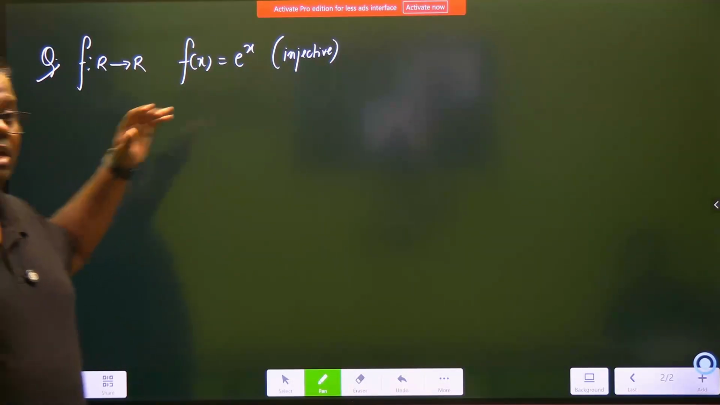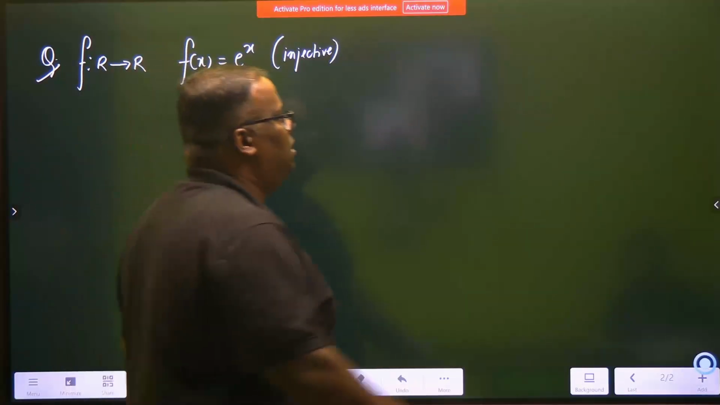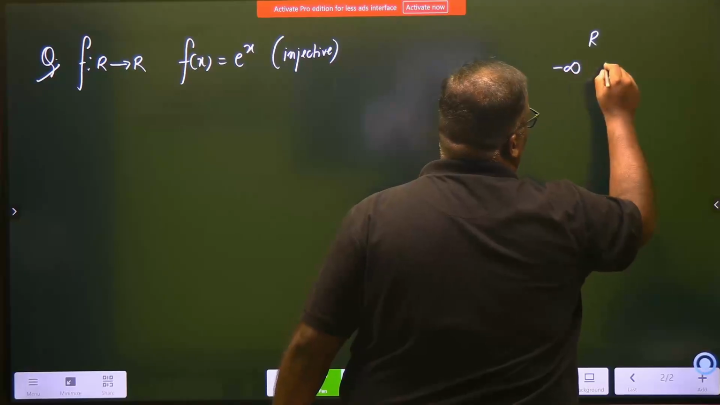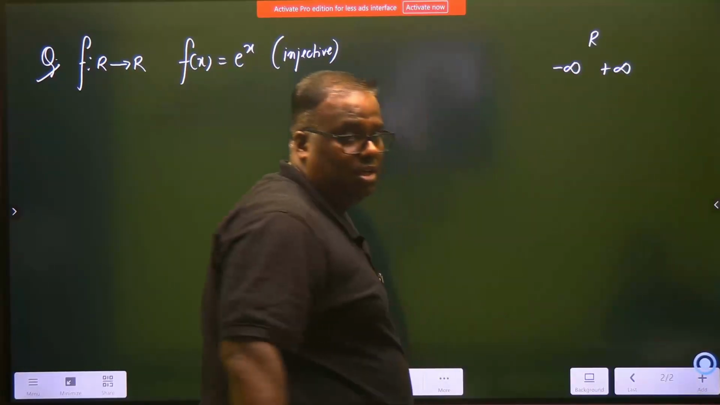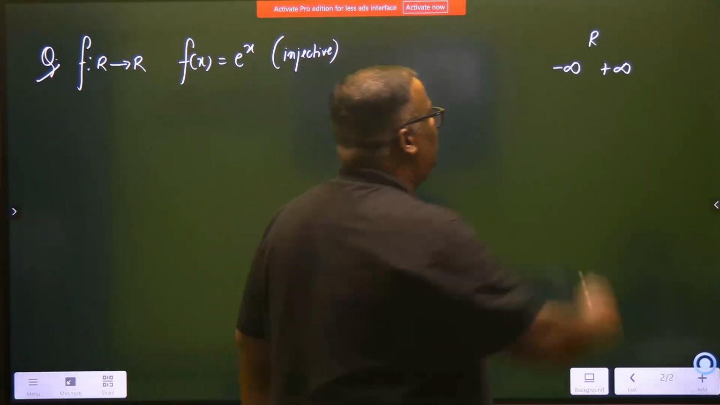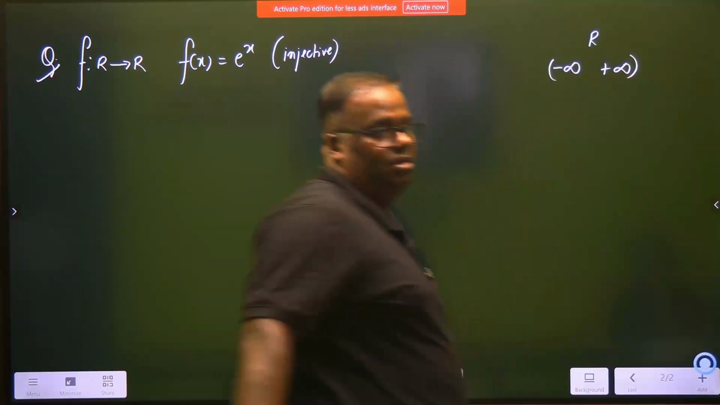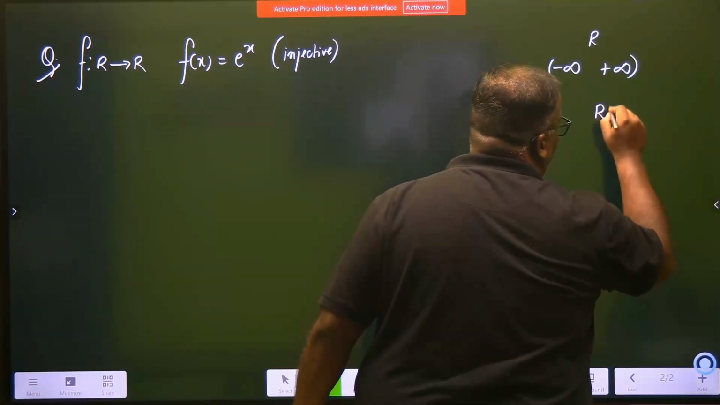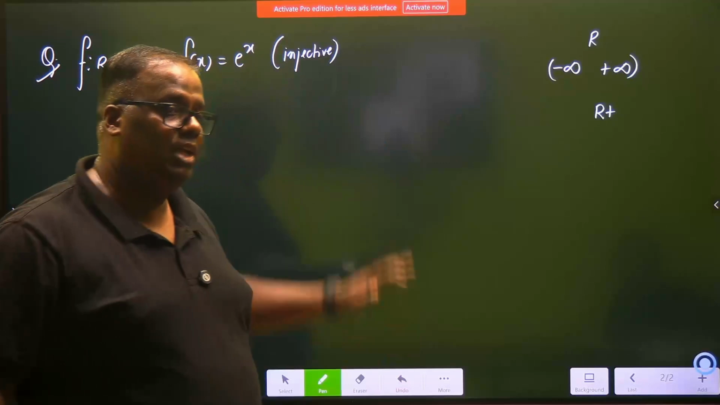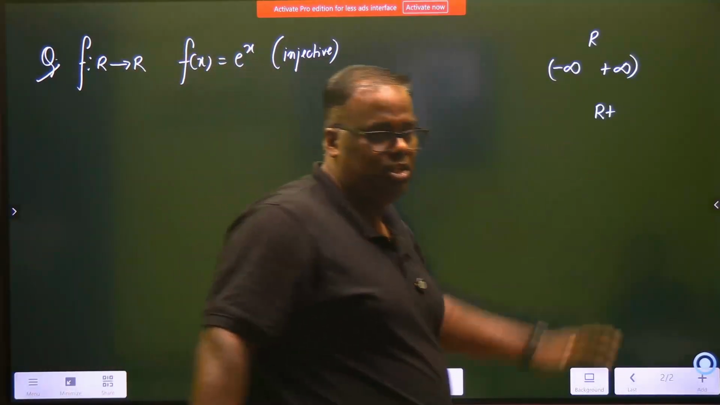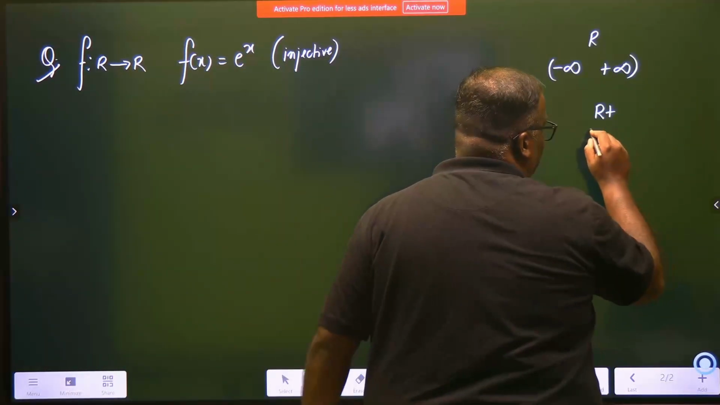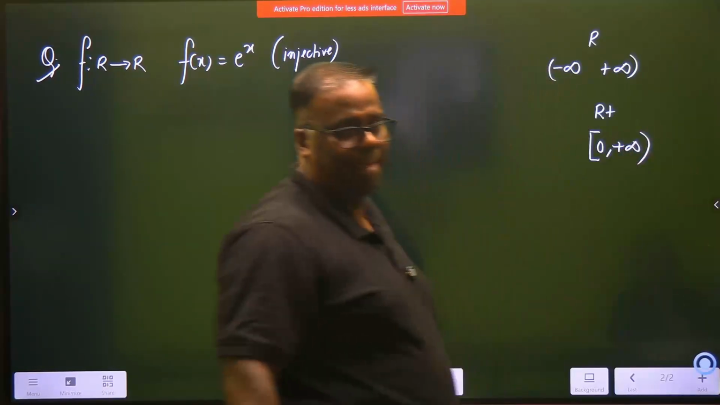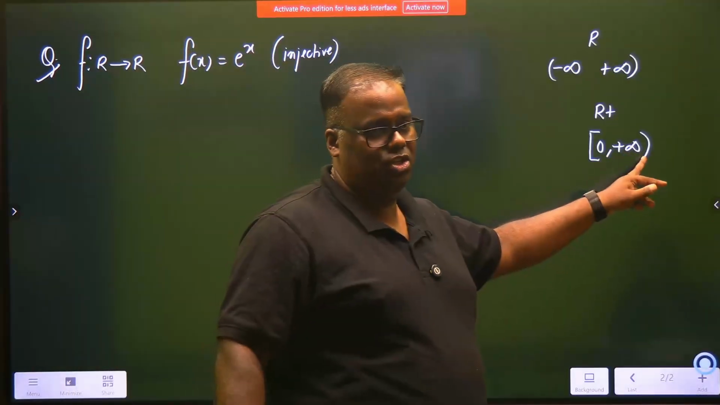R means real numbers to real numbers. R is something which is from negative infinity to positive infinity. Can you catch infinity? Never. So it will always be shown in circular brackets. Have you understood? In some problems, we will see R plus. R plus stands for all real numbers which are greater than 0. So R plus would be a closed-ended 0 to positive infinity. Means this side I can't catch, this side I can catch.